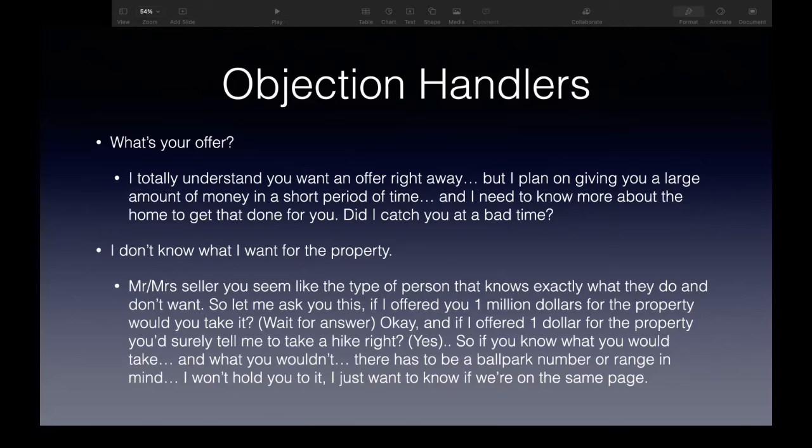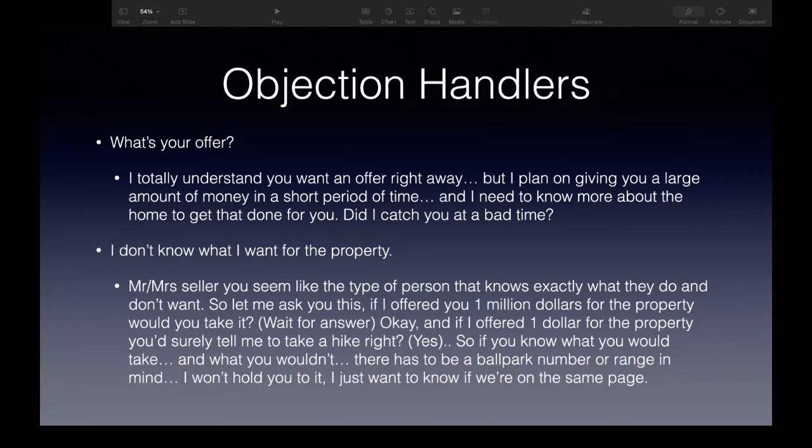Another really good one, another objection that you're going to come across all the time, is somebody saying, I don't know what I want for the property, make me an offer. Because they either want to hear your number first or they really don't know what they want for their property. So the objection for that is, I mean, Mr. Seller, you seem like the type of person that knows exactly what they do want, what they don't want. So let me ask you this. If I offered you right now $1 million for your property, would you take it?